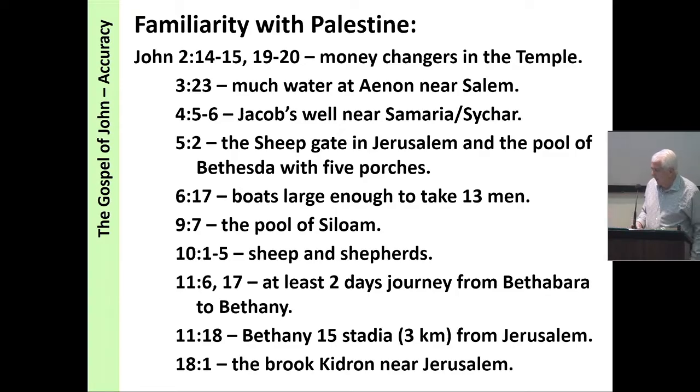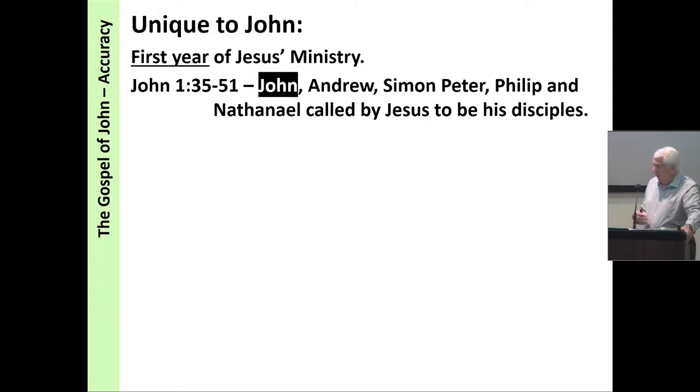He talks about the brook Kedron near Jerusalem, where the Garden of Gethsemane was. Then we look at the next slide, 3 slides about things that were in John's record not mentioned in the other 3 at all. There's quite a list. John, Andrew, Simon Peter, Philip and Nathanael were called by Jesus to be his disciples. Note this in chapter 1.